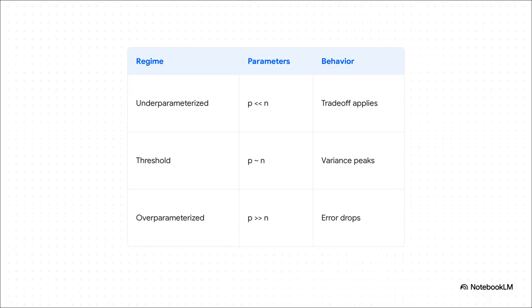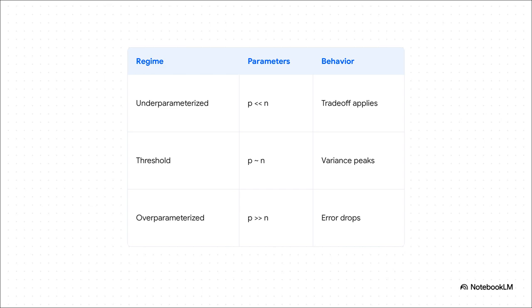But if you move to the third regime, where it's massively overparameterized, the model suddenly has millions of possible ways to fit the data perfectly. And here is the truly fascinating part. The learning algorithm itself tends to implicitly pick the smoothest, simplest path out of those millions of options. That implicit regularization kicks in, and the test error drops.